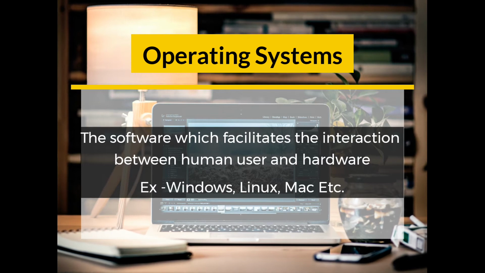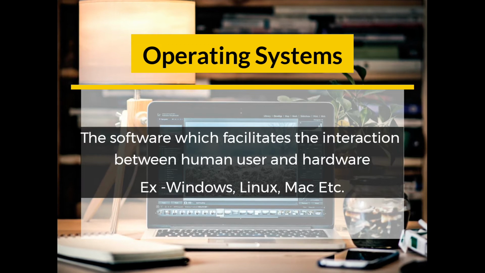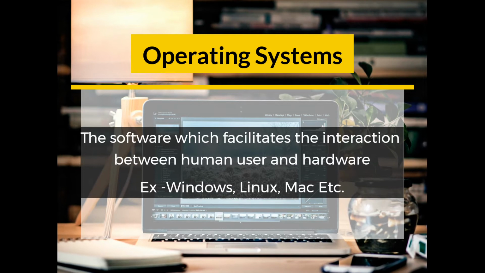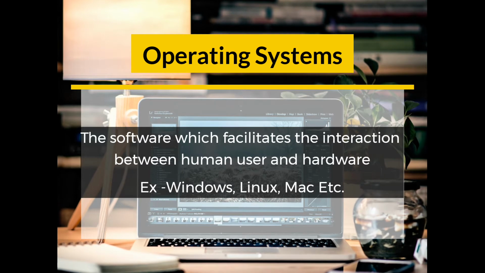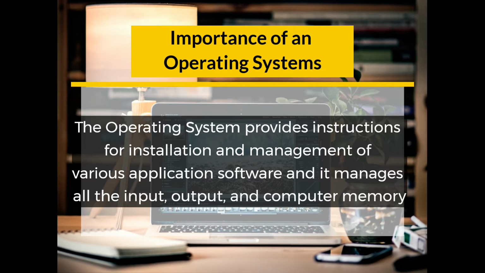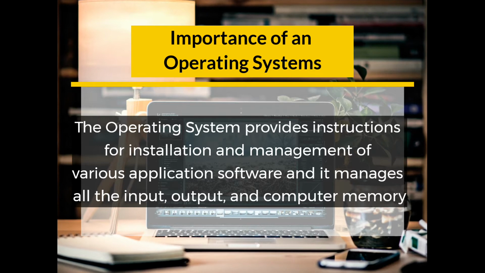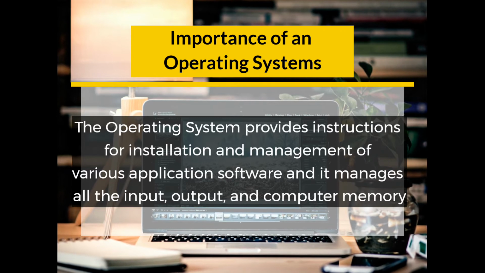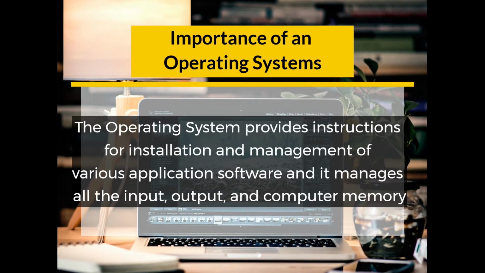The software which facilitates the interaction between human user and hardware is known as operating systems. For examples, Windows operating system, Linux operating systems, and Mac operating system. The importance of an operating system includes that the operating system provides instructions for installation and management of various application software, and it manages all the input, output, and computer memory.